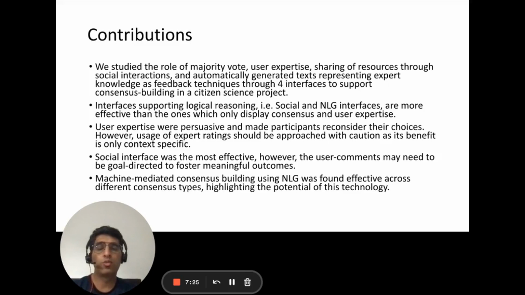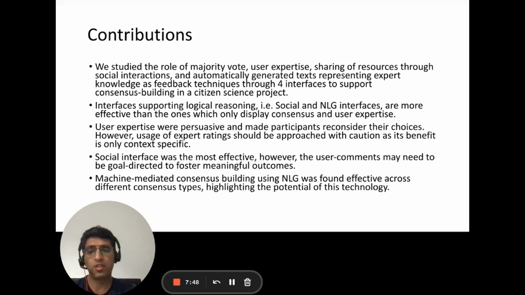We investigated how participants involved in a citizen science project responded to different forms of feedback. To address this, we designed four interfaces implementing feedback mechanisms in the form of majority vote, user expertise, communication and sharing of resources, and NLG texts representing expert knowledge.